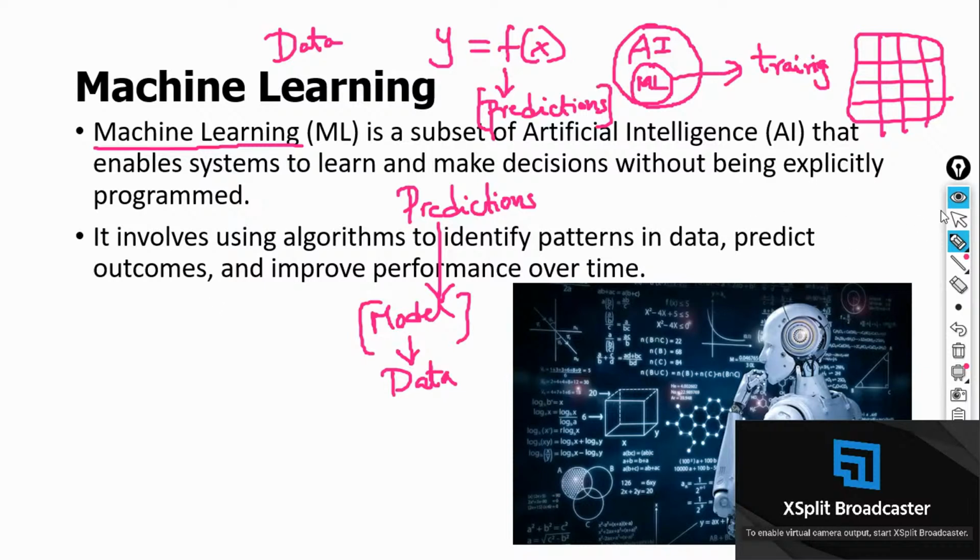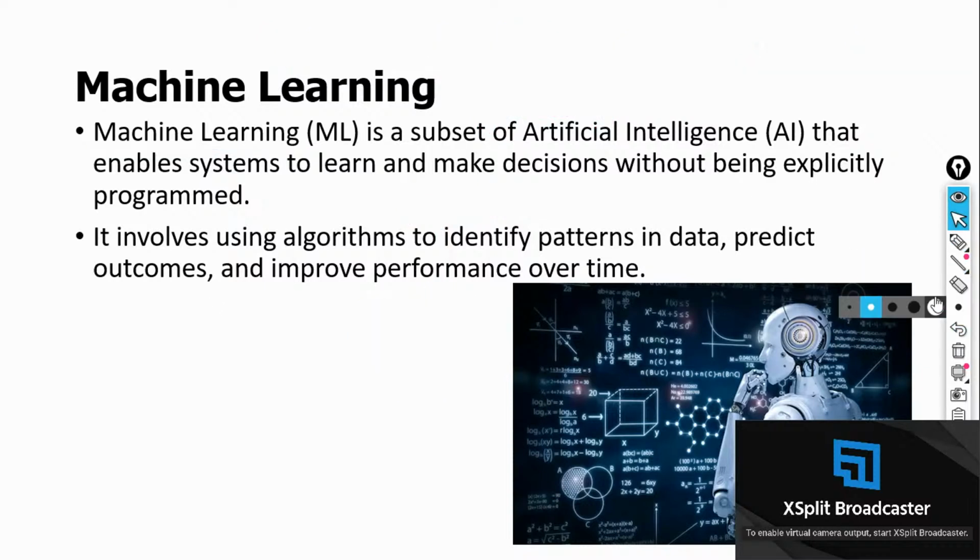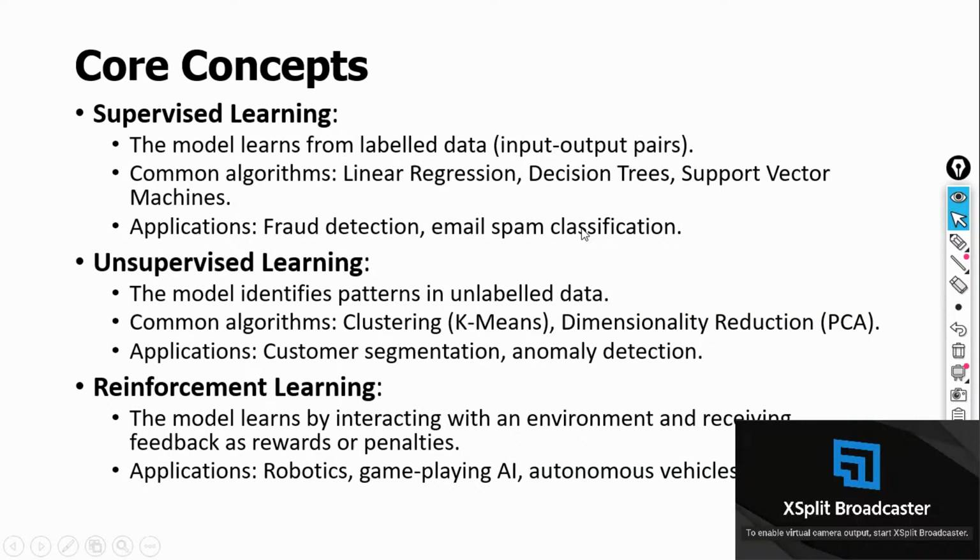Let us not waste our time. We'll go to the slide next. What are the core concepts that we have under machine learning? Machine learning is broadly classified into three types. One is supervised, the next one is unsupervised, and the third one is reinforcement learning. Supervised, unsupervised, and reinforcement learning are the types that we have under machine learning.